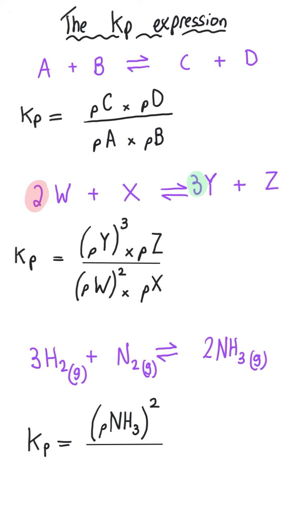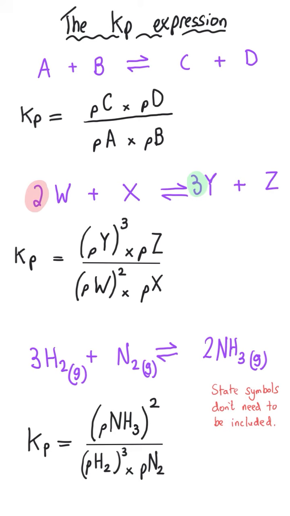We don't need to include the state symbol for ammonia. That's the same for any Kp expression, or in fact Kc. You don't need to include units inside the expression for an equilibrium constant. And then to finish this off, we'd have partial pressure of hydrogen cubed on the bottom, multiplied by the partial pressure of nitrogen. No power here because the coefficient is a 1.